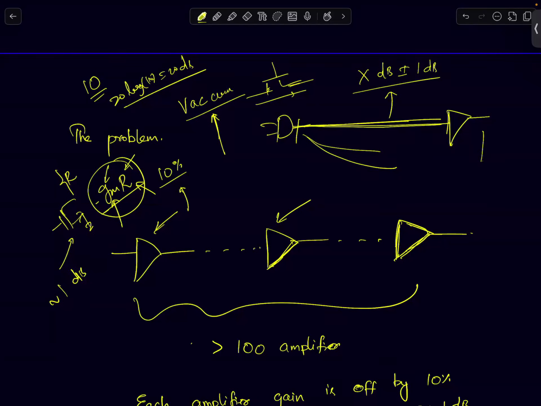Just a quick question. Do you know why we use decibels for gains? I can simply deal with voltage ratios, right? Why are we dealing with decibels? Any idea?